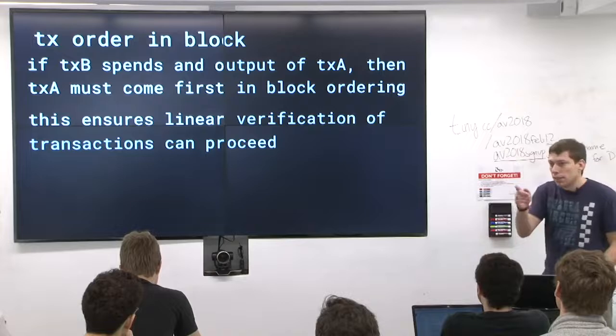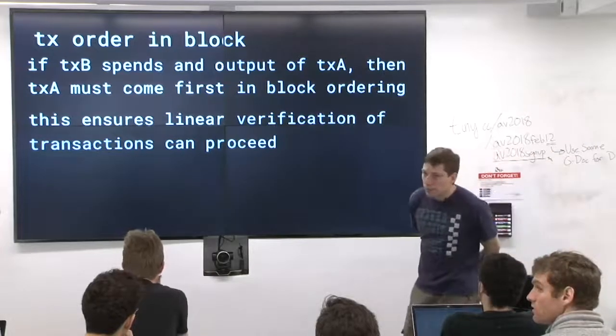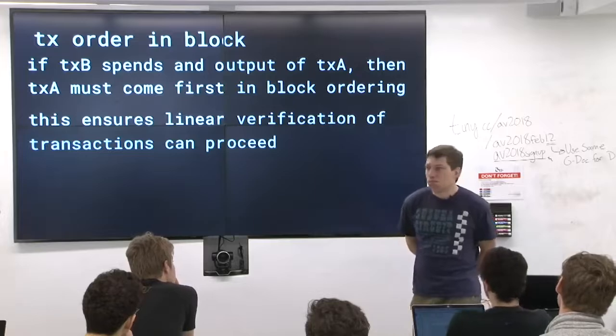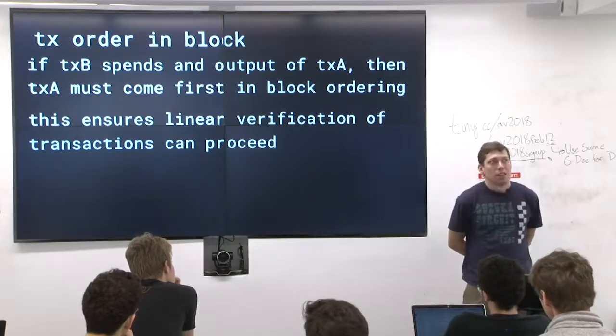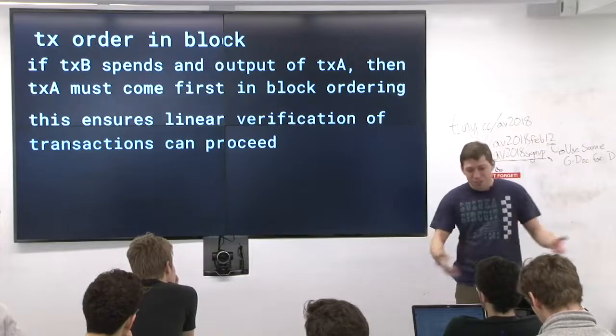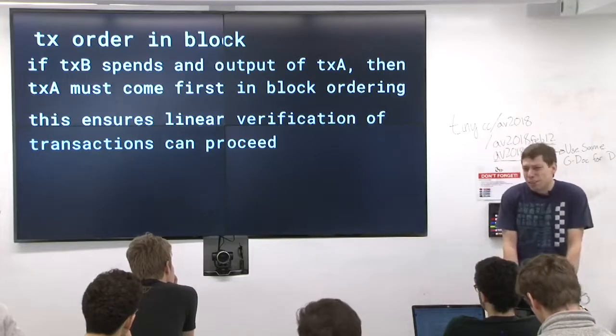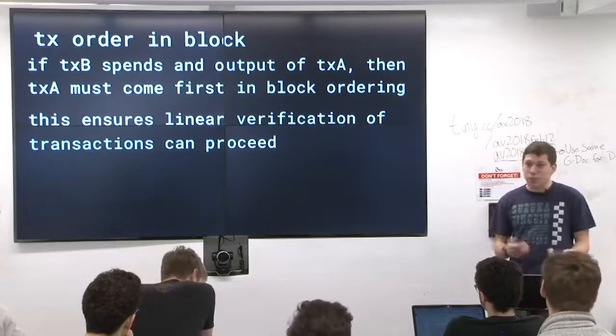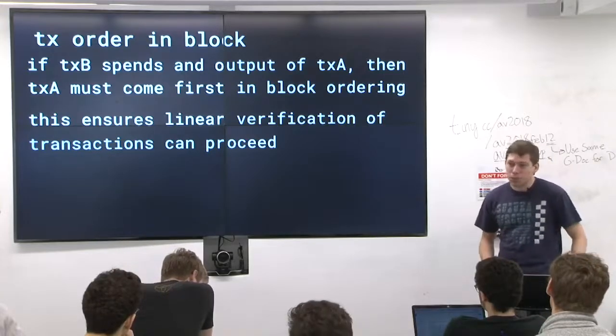Yes? Is there any benefit of being earlier or later in the block? No, I don't think so. I can't think of one. It's just sort of random. A lot of times they'll organize it by fee rate, or by default they'll just organize it by when they saw them first. So it's pretty arbitrary.